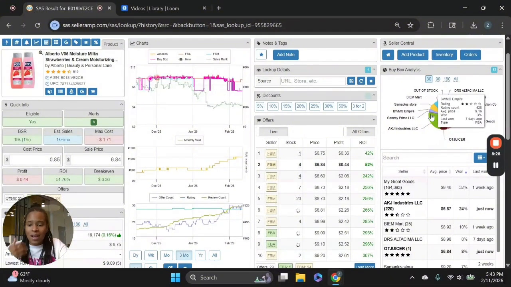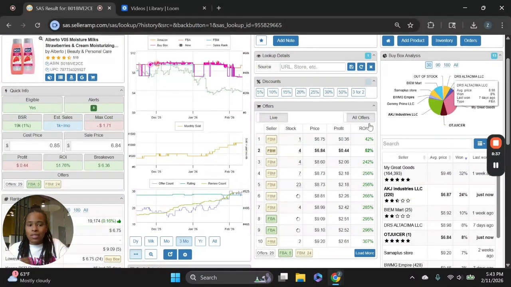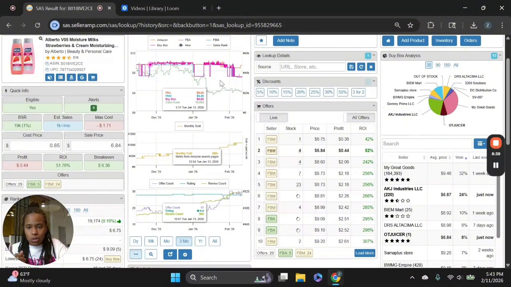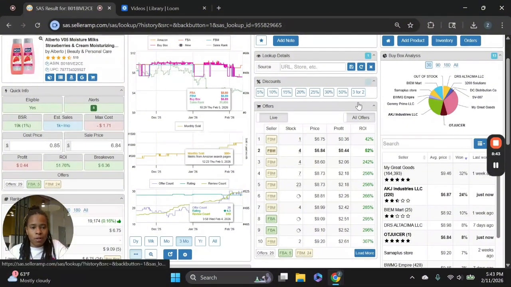So if I wanted to go ahead and add this product to my inventory, I would just click add product. I would put how many units I have. I would put if I'm doing FBM and FBA, so on and so forth. Right here is our buy box analysis, which we also have right here as well, which is saying who has the buy box if they're doing FBA or FBM.